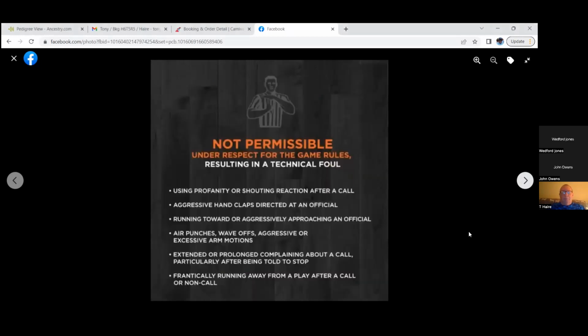So these are the type of things that shouldn't be permissible, and it's no different whether it's a pro game, a college game, or a high school game. Not permissible under respect for the game rules, resulting in a technical foul: using profanity or shouting reaction after a call. That's a technical foul. And of course, at our level, use of profanity is also going to be an ejection. Use of profanity at the high school level, if you assess a technical foul for it, that's an ejection.